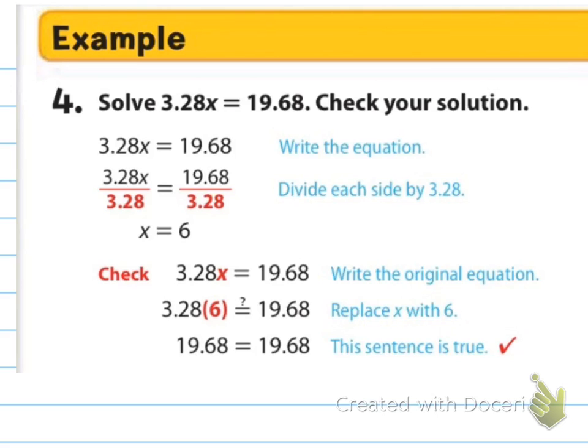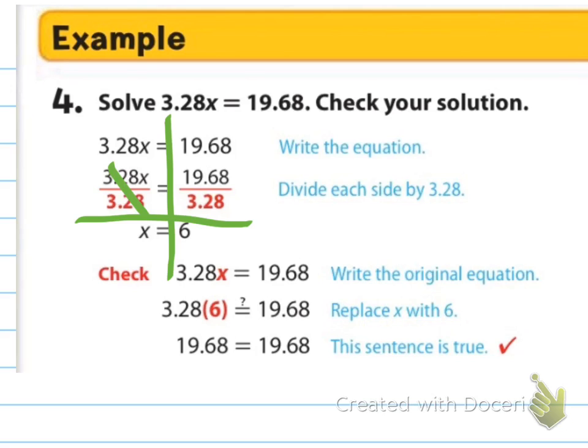All right, example number 4 says solve 3.28 times x equals 19.68. Check your solution. Of course, we're going to do our t-chart, and I'm going to pretend like that's what they're doing. So here's our t-chart. We divide both sides by 3.28, and 19.68 divided by 3.28 is 6.